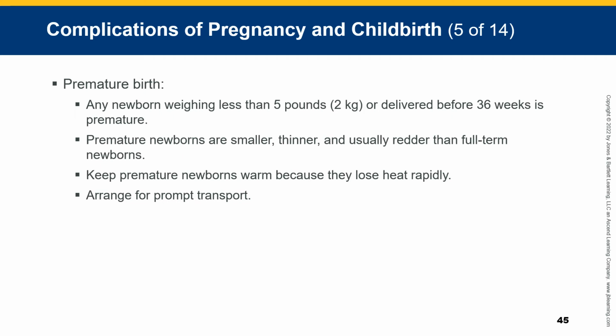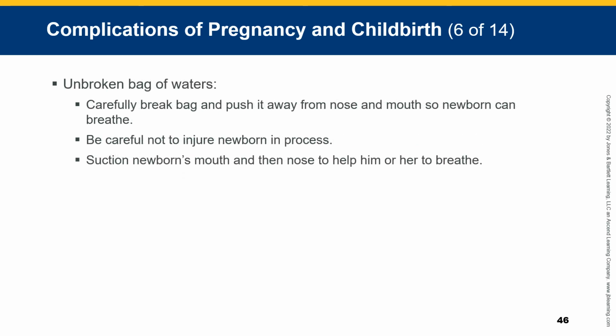Any newborn weighing less than 5 pounds, or 2 kilograms, or delivered before 36 weeks of pregnancy is considered premature. Premature newborns are smaller, thinner, and usually redder than full-term newborns. Keep premature newborns warm because they lose heat extremely quickly, and arrange for prompt transport. In rare circumstances, the bag of amniotic fluid does not break. Carefully break the bag and push it away from the newborn's nose and mouth so that she or he can breathe. Be careful not to injure the newborn in the process. Suction the newborn's mouth and then nose to help him or her begin to breathe.